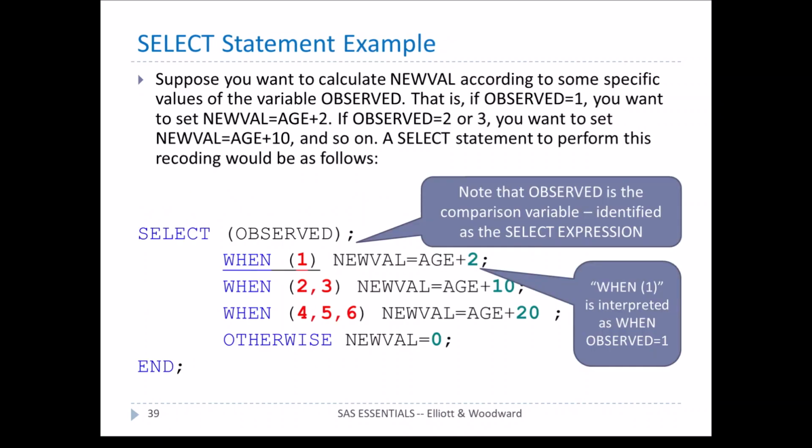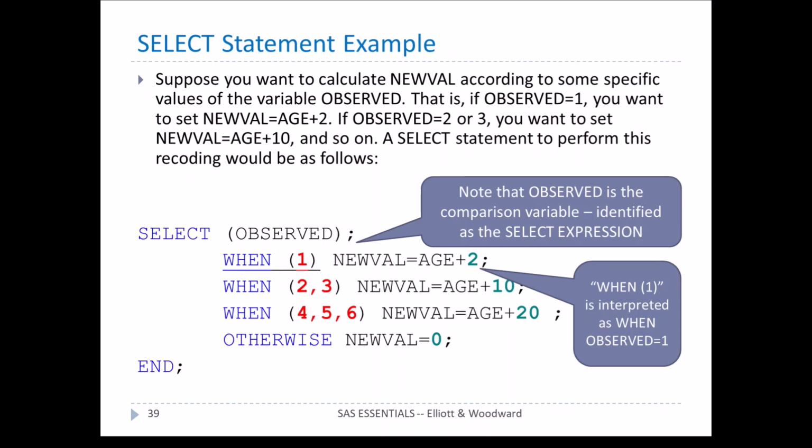So suppose we want to calculate a new value according to some specific value of the variable observed. That is, if observed is 1, we want to set new value equal to age plus 2. If observed is 2 or 3, we want to set the new value as age plus 10, and so forth. So we can do some fairly complicated recodings using the SELECT statement. So let's take a look at how that works.